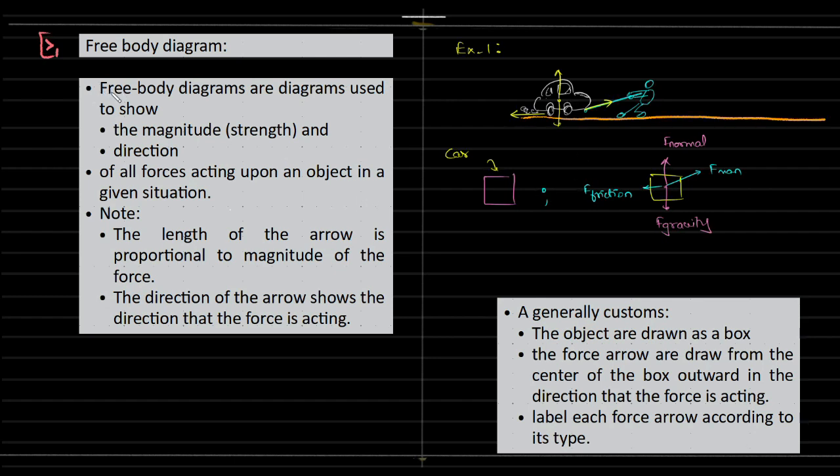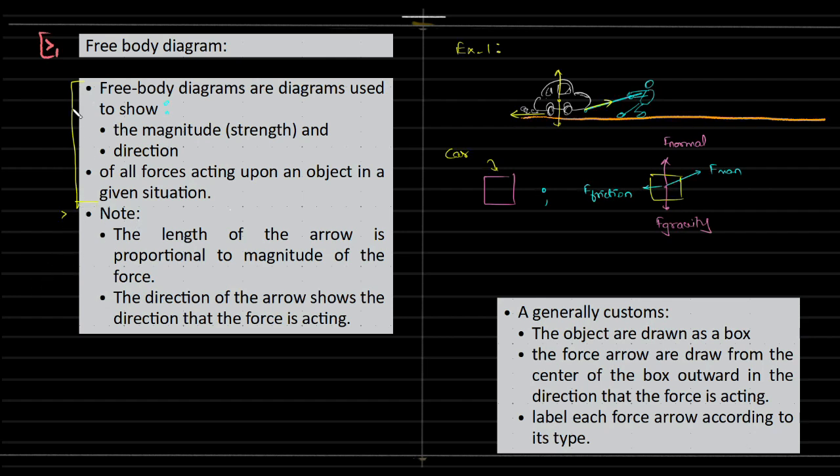So let's look at the definition. Free body diagrams are diagrams used to show the magnitude and the direction of all the forces acting upon an object in a given situation. So this is your definition.